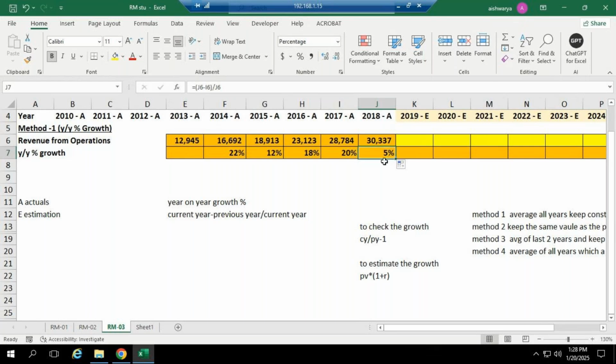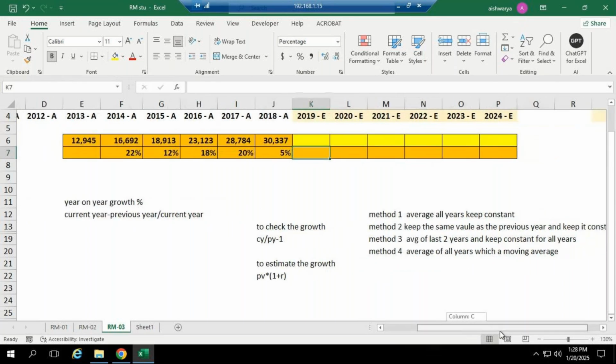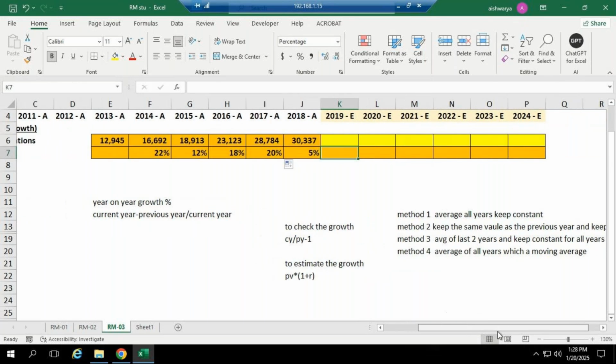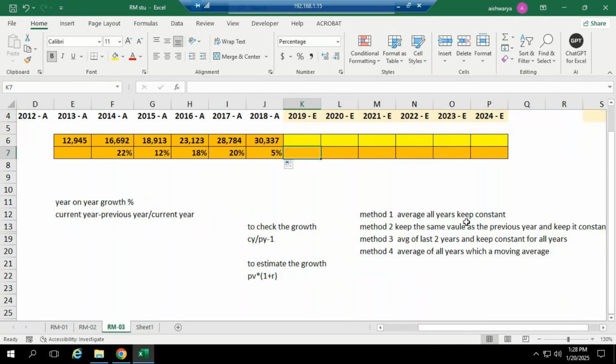Then after that, for the estimation, you have to find out the estimated sales from 2019 to 2024, what all the sales happened. There are four methods to calculate. The first method is average all years keep constant. So you just look here. It is visible for you all, no?